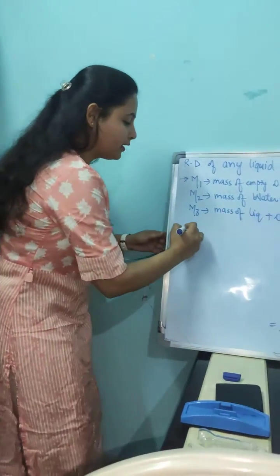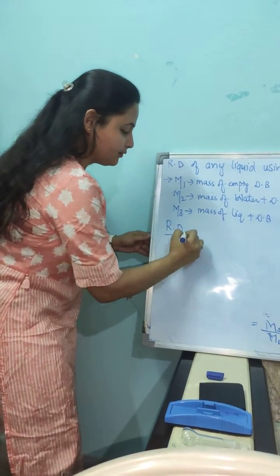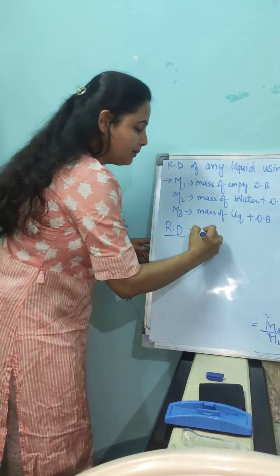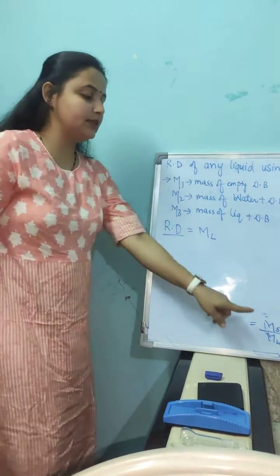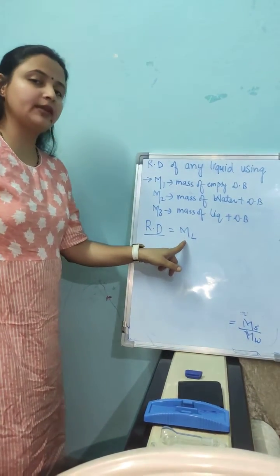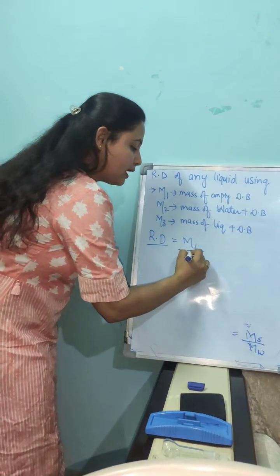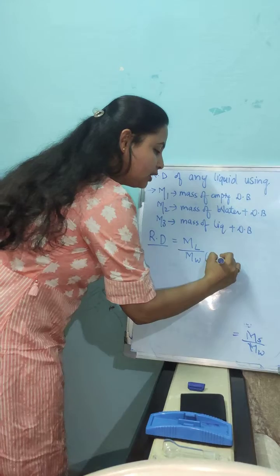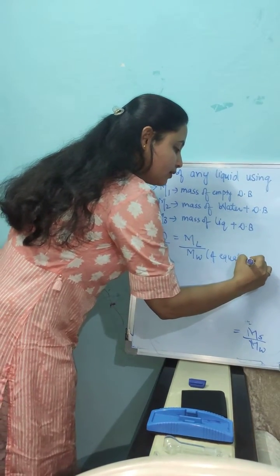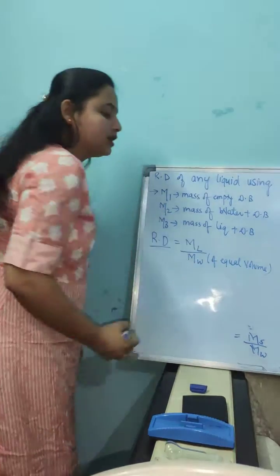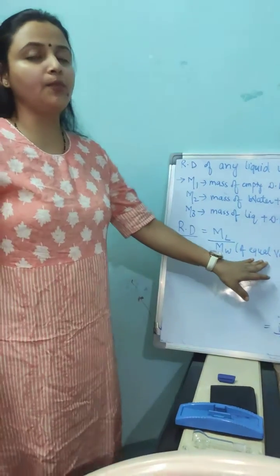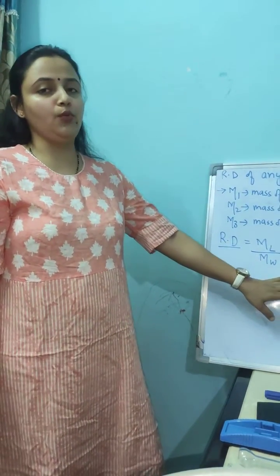Now what is the formula of relative density that we have derived? That was mass of the substance, and the substance here is your liquid, so I'm going to write Ml, mass of liquid, divided by mass of water of equal volume. Why am I writing equal volume? Because equal volume is obtained in the case of a density bottle only.